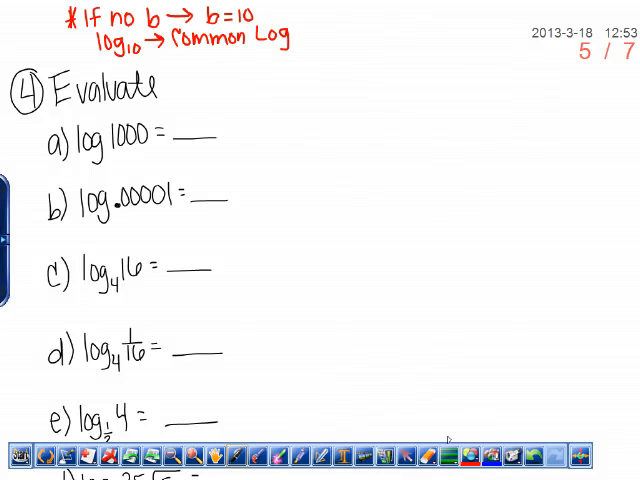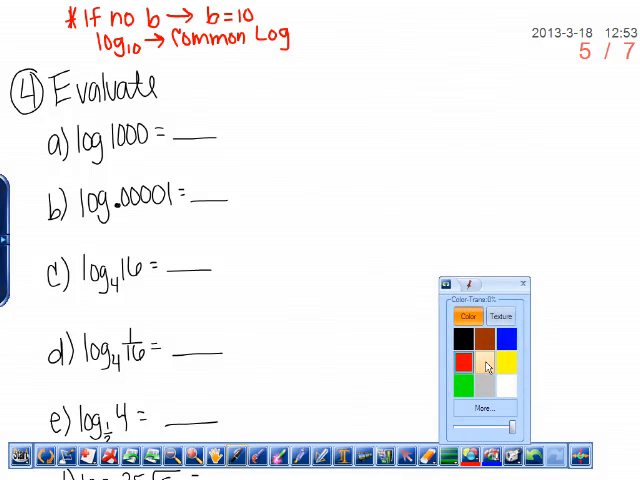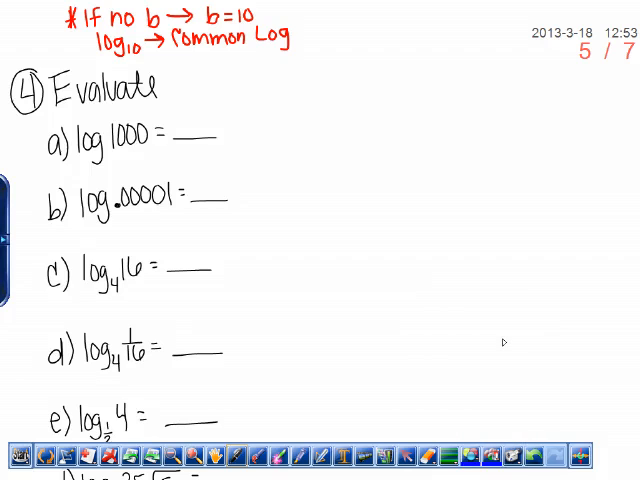All right, so look at A. Again, these instructions of evaluate mean find the value. Okay? All right, so what base do we assume in part A? 10. Okay? So what's the little equation that I think to myself? Okay, 10 to what power equals 1,000? So what is that power? 3. 10 cubed equals 1,000.